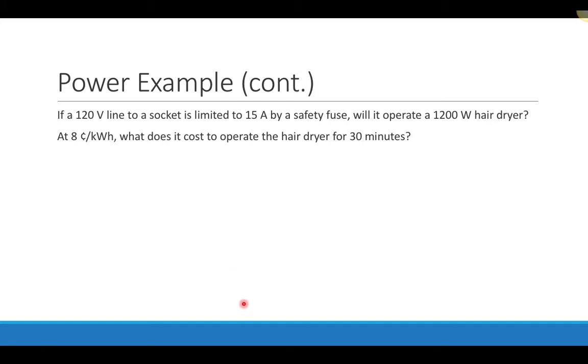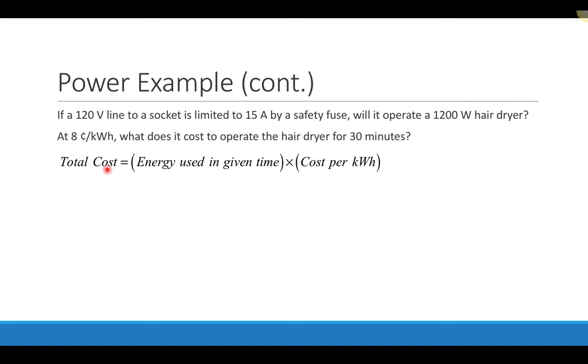So let's consider an example. We'll go back to that hairdryer. Suppose that I have a 120 volt line to a socket. It's limited to 15 amps by a safety fuse, and it will operate this 1,200 watt hairdryer. Suppose that it costs 8 cents for every kilowatt hour that is used. What will it cost to operate that 1,200 watt hairdryer for 30 minutes? Suppose you have really long hair and you have to run it for 30 minutes. So how much is it going to cost to do that?